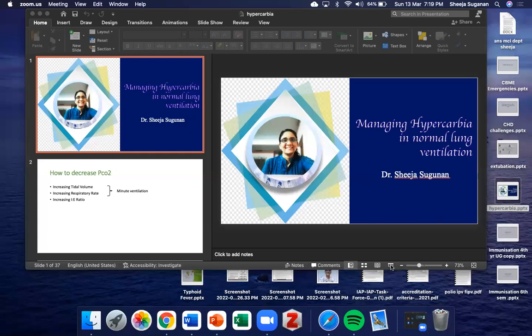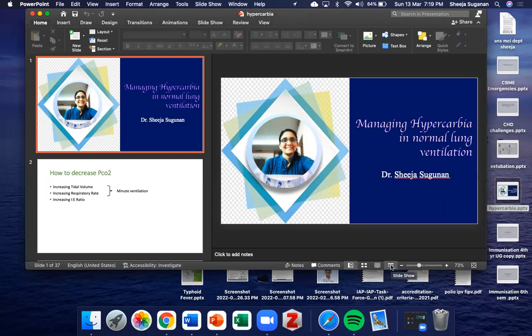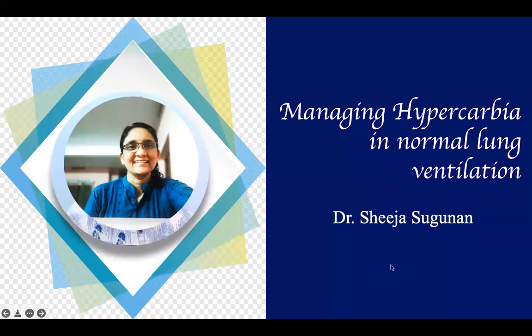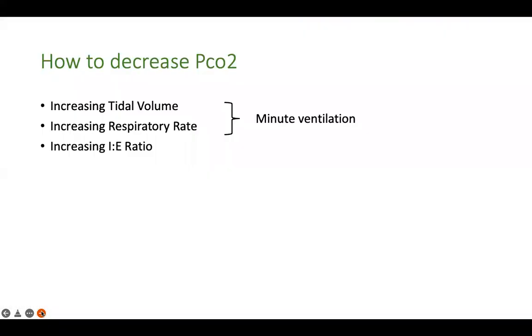So coming to the topic, that's the topic for today, that is managing hypercarbia in normal lung ventilation, mainly in normal lung ventilation. So traditionally, we have been taught that you can decrease the PCO2 by either increasing the tidal volume, increasing the respiratory rate, or increasing the expiratory time.